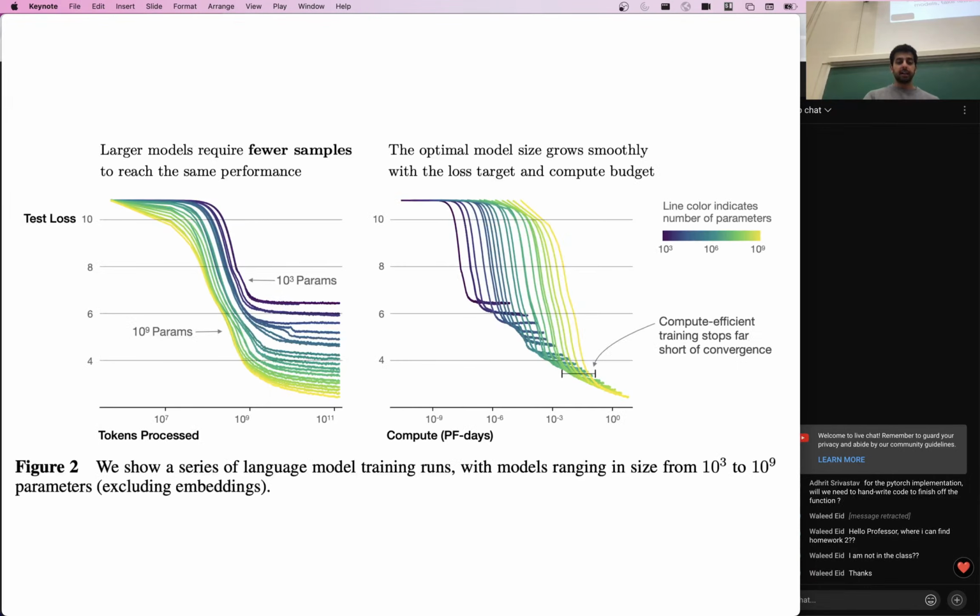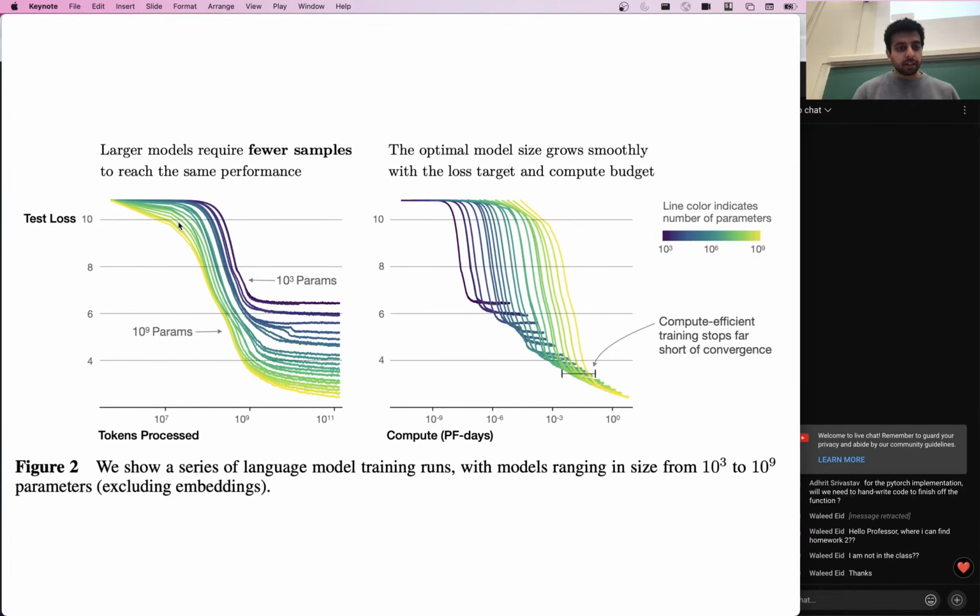So we'll see that in this plot here. So if you look at the plot on the left, and the plots that I'm going to show you today are quite complicated, so I'll spend some time explaining them. There's a lot of different variables here.